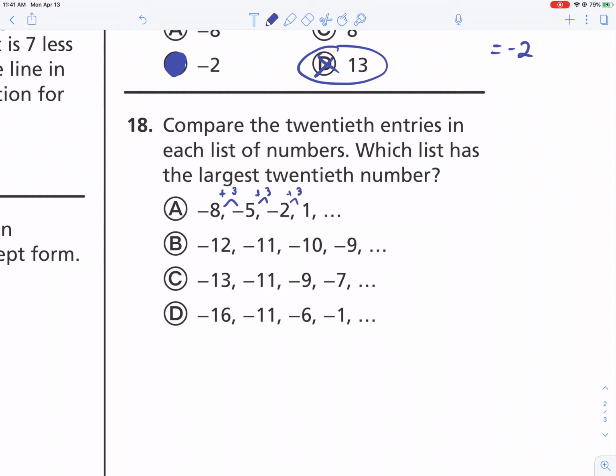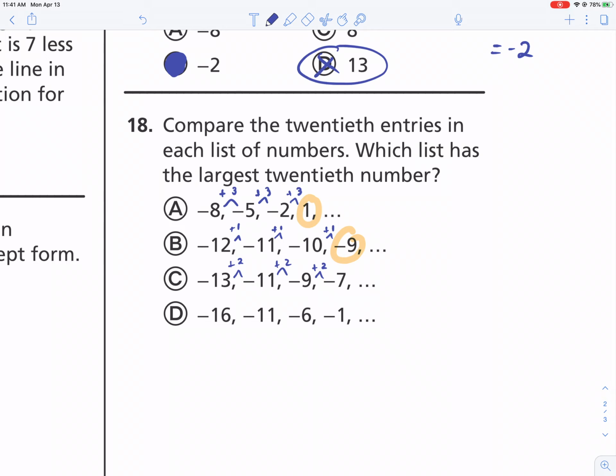So if I were to get to 20, if I look at B, this one is going up by just 1. And so we see already that A has bigger numbers because 1 is more positive than a negative 9. So right away we know B is not going to be the case, and it's also only increasing by 1, whereas A is increasing so much faster because it's going up by 3. If we look at C, we go from negative 13 to negative 11, and we see that it is increasing by 2 every single time. So almost as much as A, but definitely more than B.